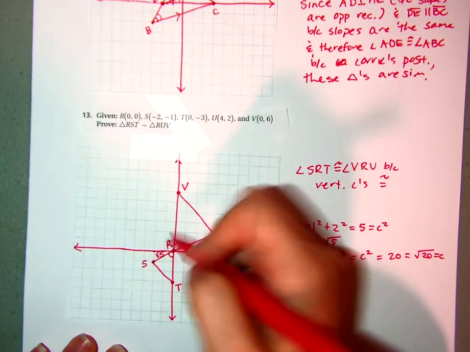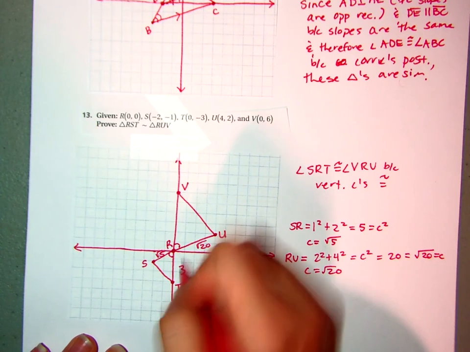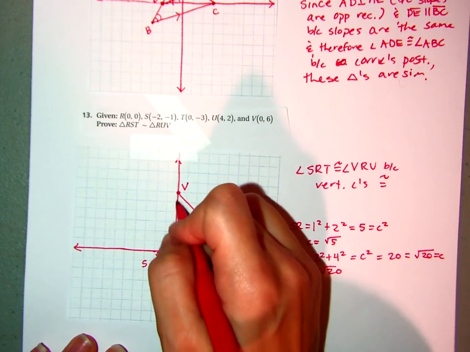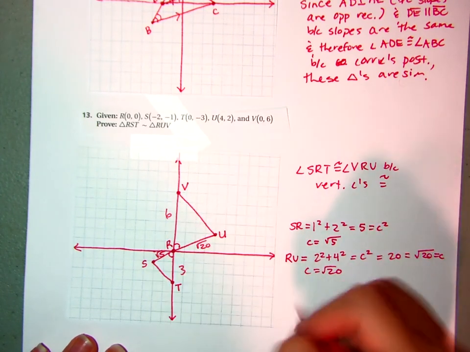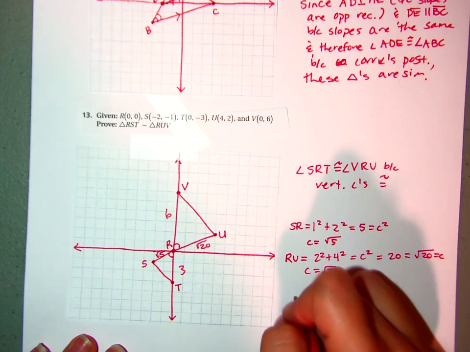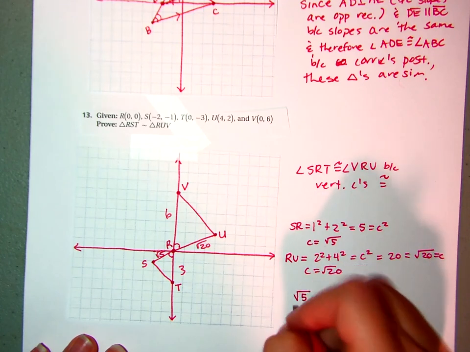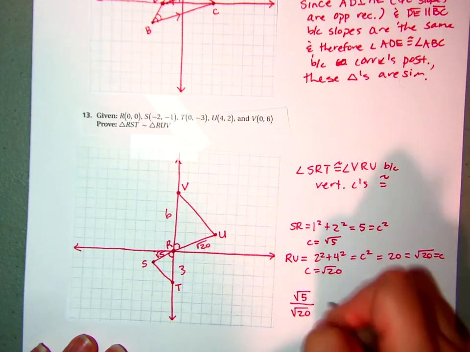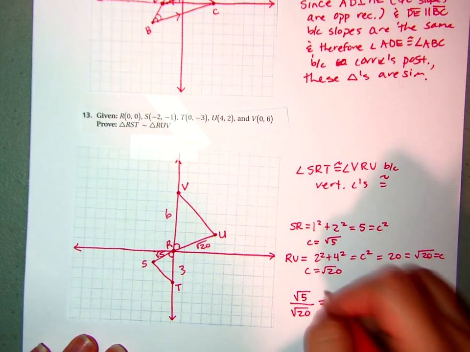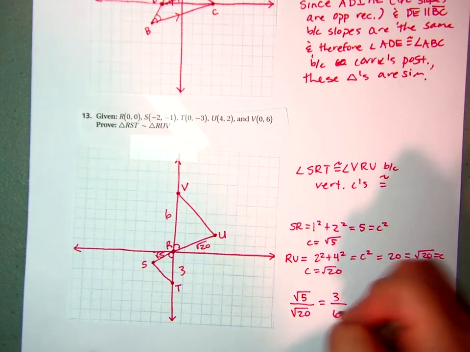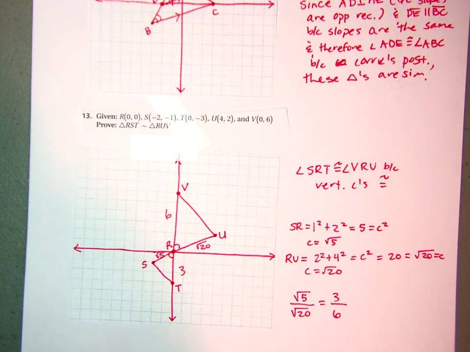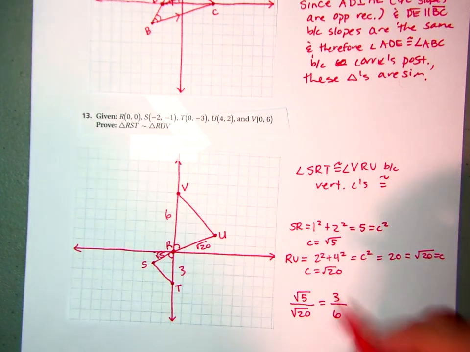And then let's go ahead and get these sides here. This is 3 units long, and then this is 1, 2, 3, 4, 5, 6 units. So let's see what we've got. We want to see how does square root of 5 compare to square root of 20? And how does that compare when we look at like 3 and 6? So let's see if I've set this up right.